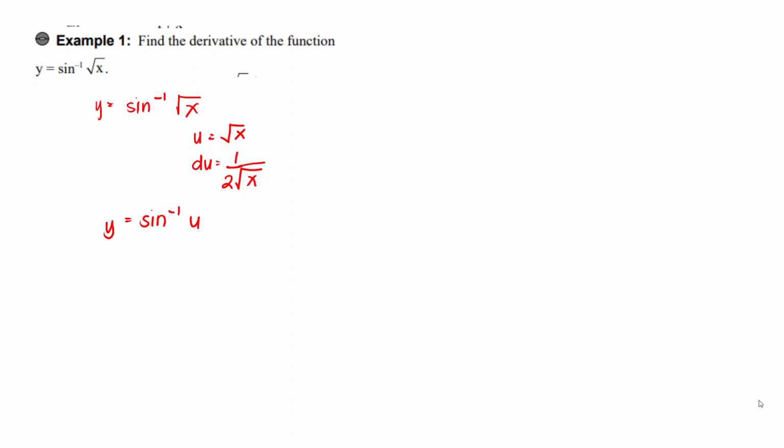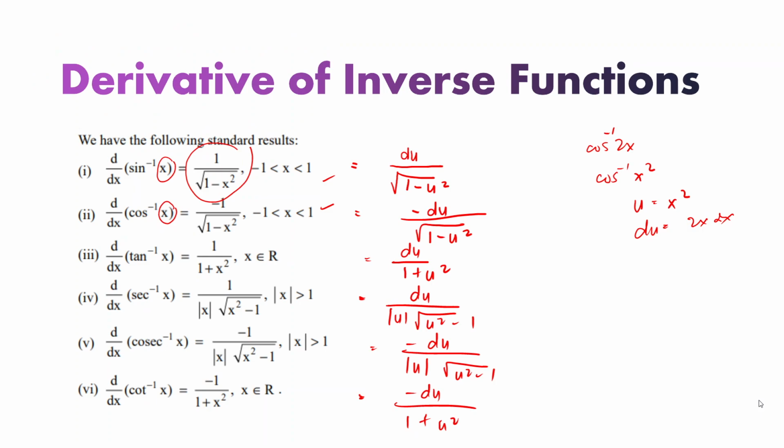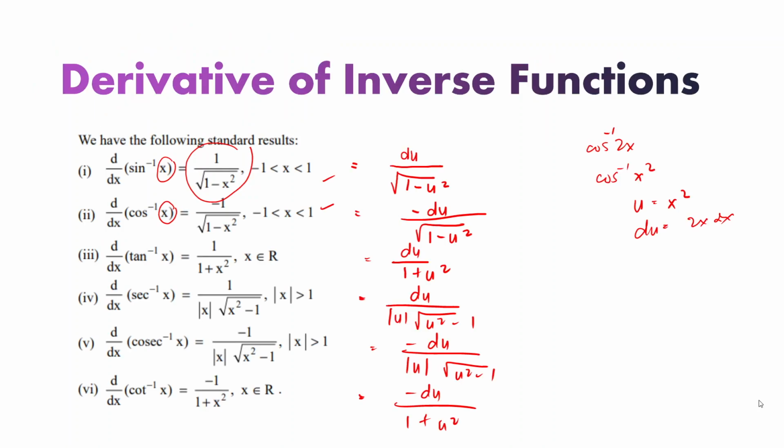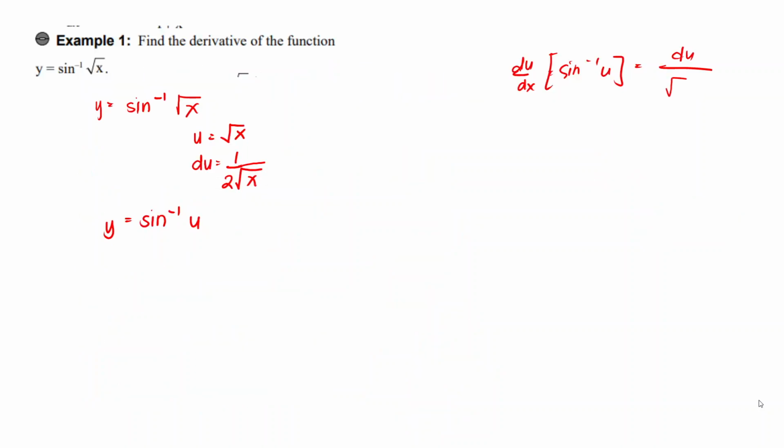Okay? Pwede na tayong mag-derive. Sabi niya kapag inverse sine, du over square root of 1 minus u squared. Okay? dy dx is of sine negative 1 u is du over square root of 1 minus u squared. Okay, so ganyan ang gagawin natin. So, the derivative of this one is du over square root of 1 minus u squared.